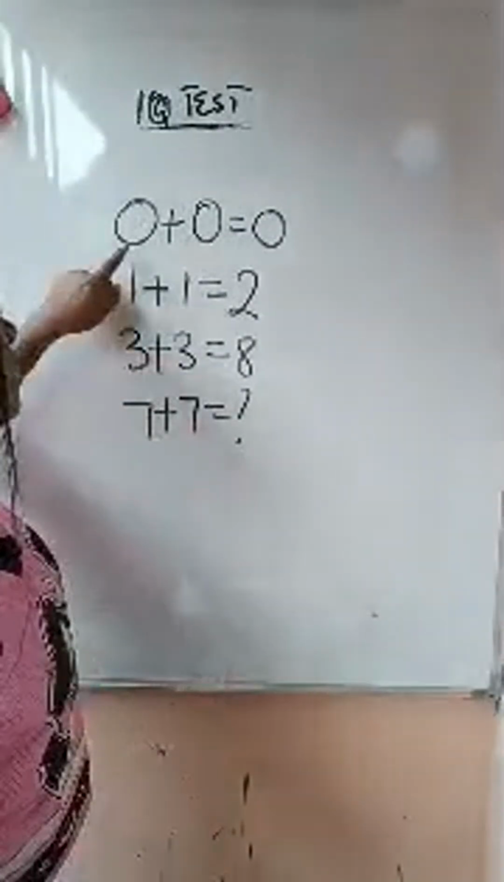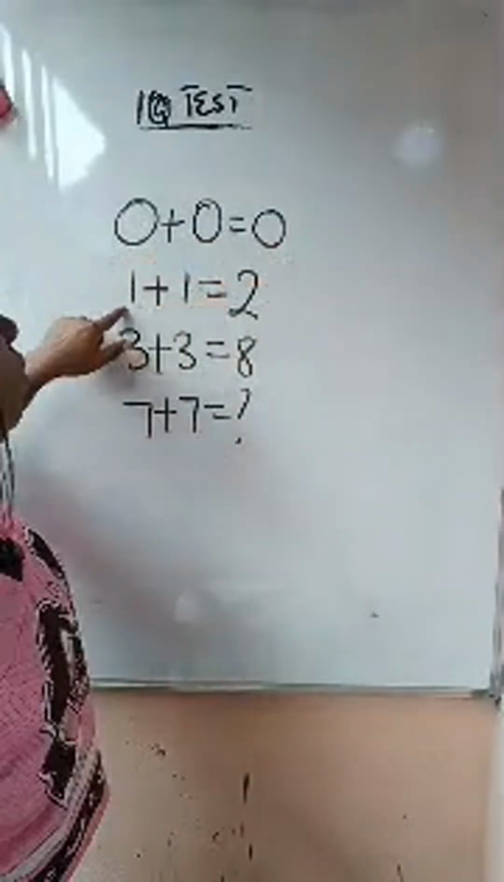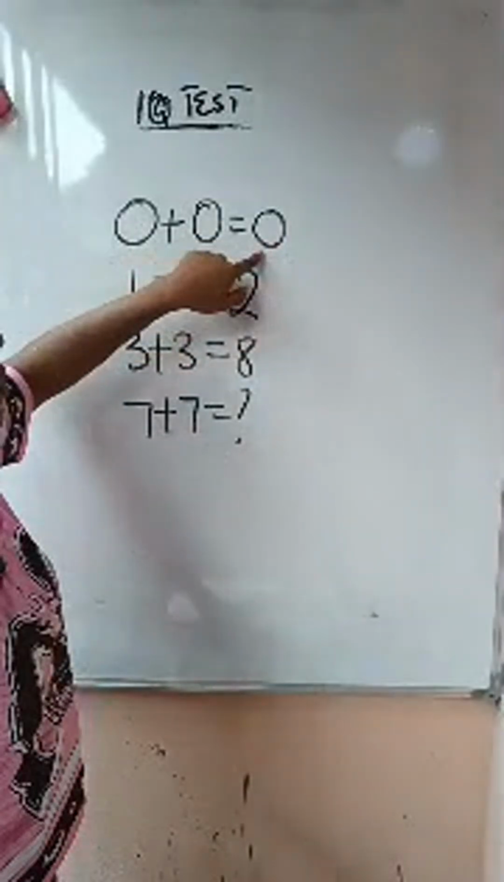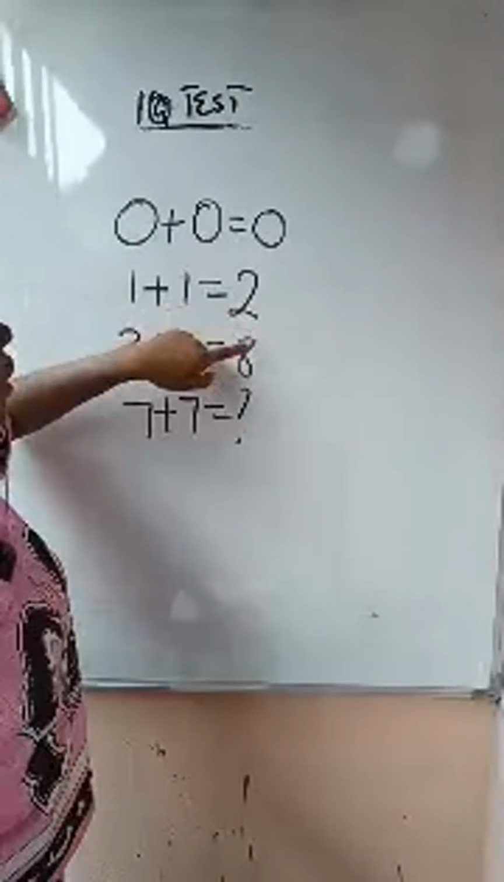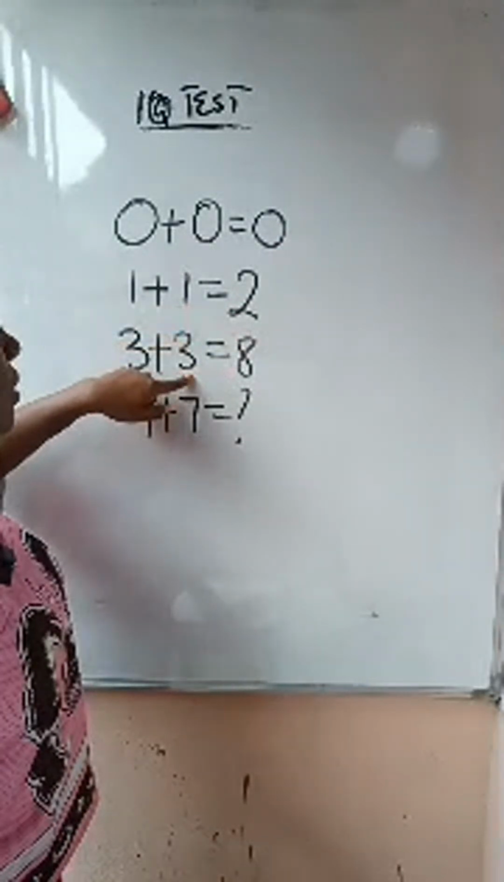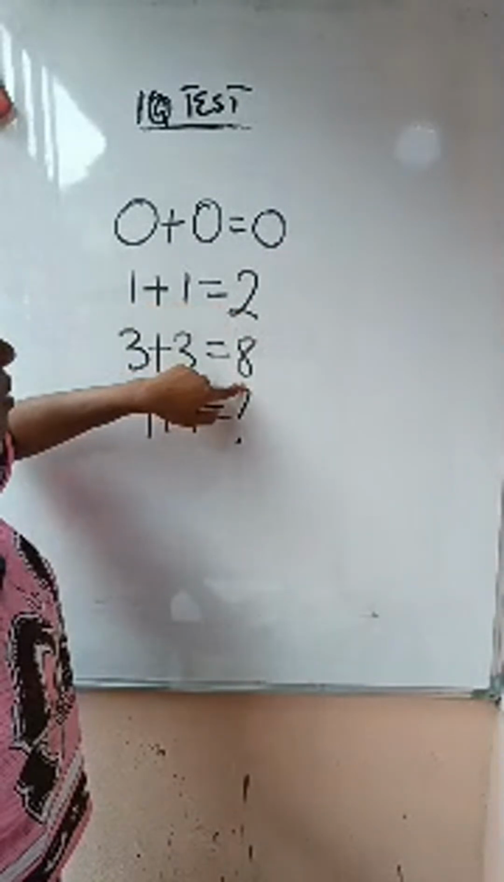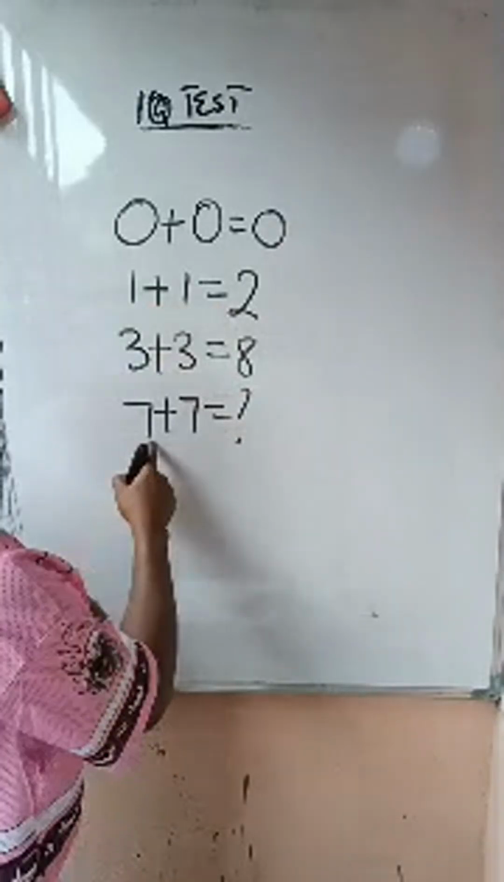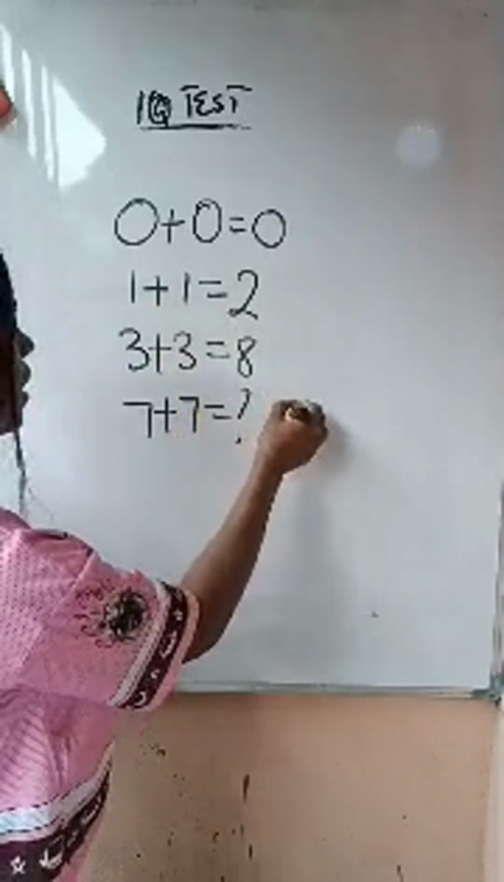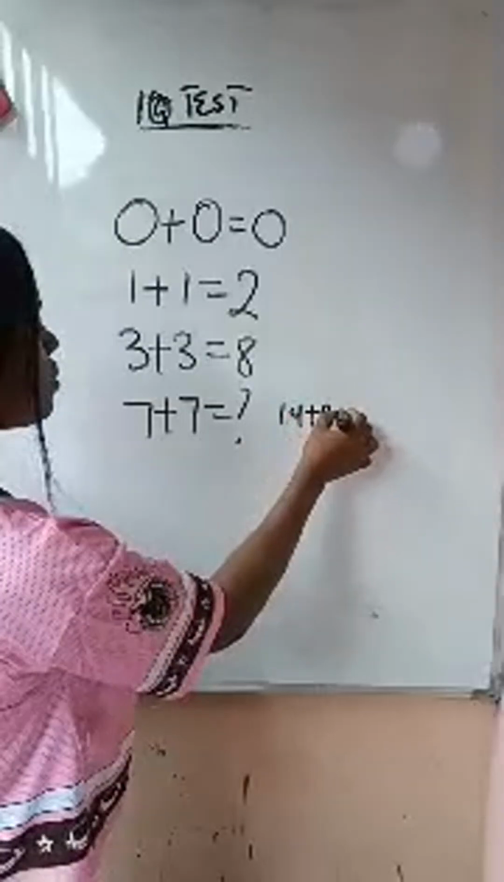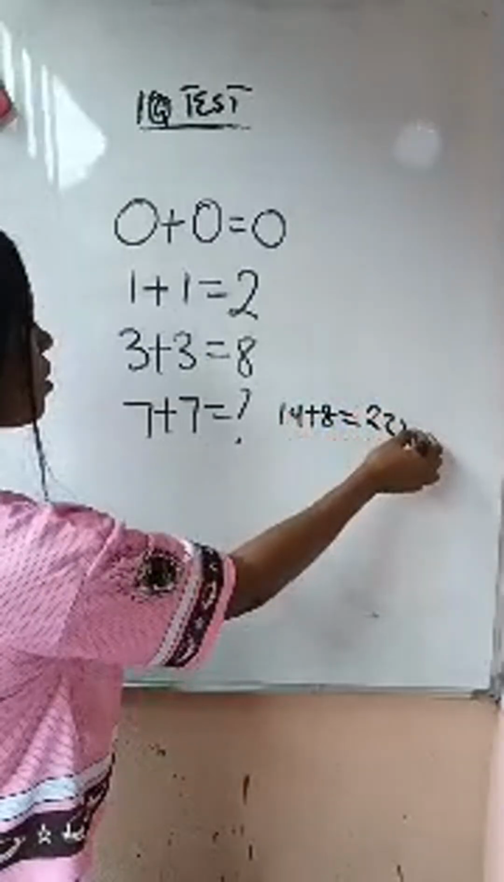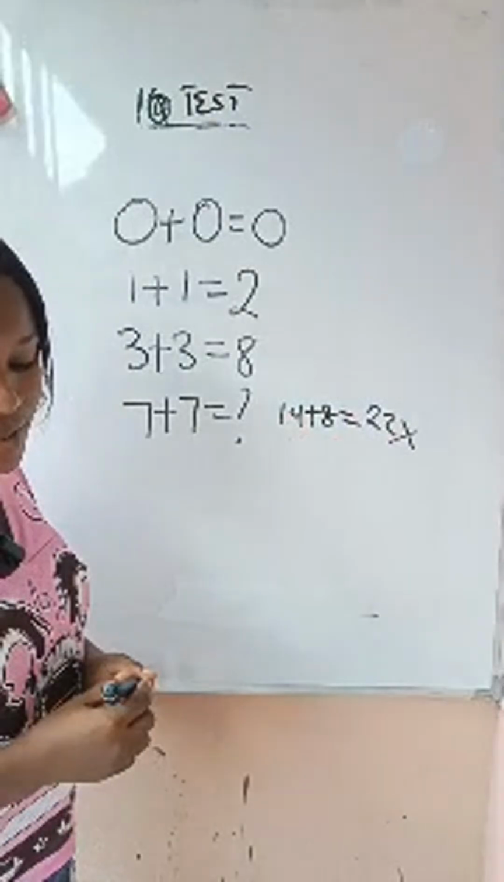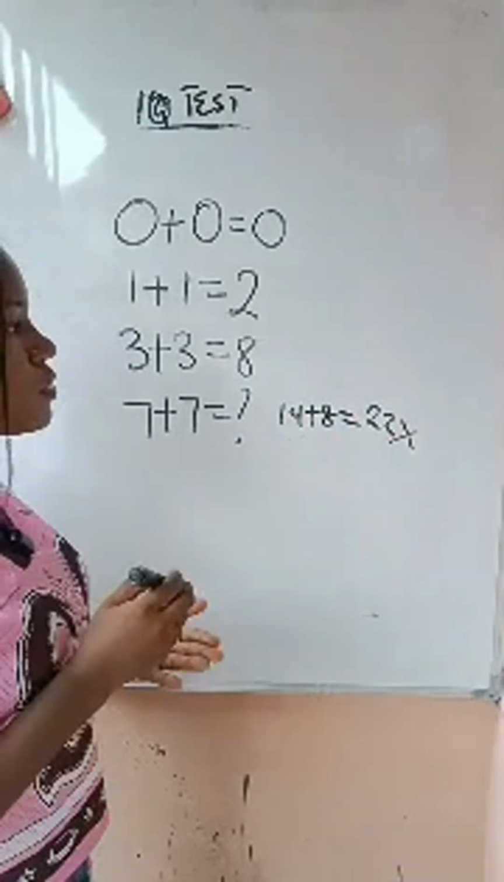So 0 plus 0 is still 0, 1 plus 1 is 2, 2 plus 0 is 2. 3 plus 3 is 6, 6 plus 2 is 8. Now, some of you will say 7 plus 7 is 14, 14 plus 8 is 22, but this is wrong. Why did I say it is wrong? You guys refuse to see the pattern.